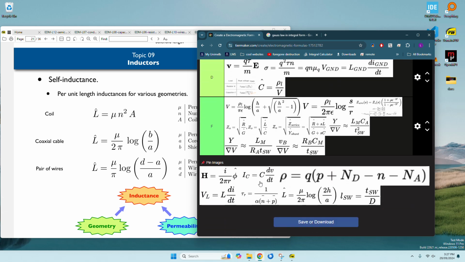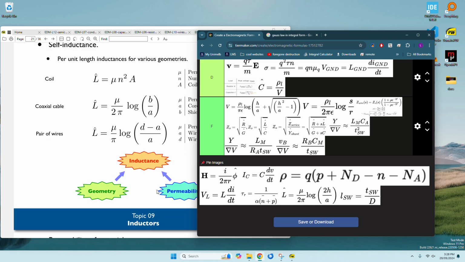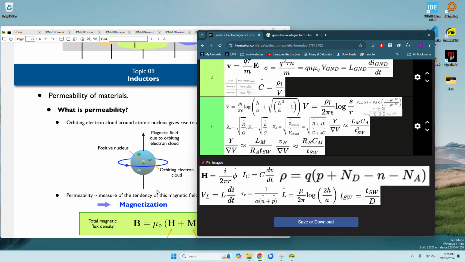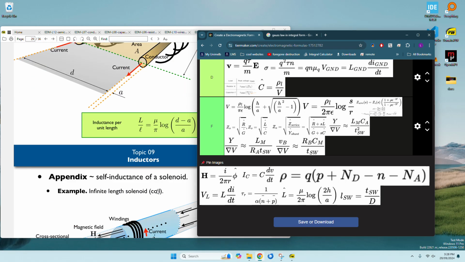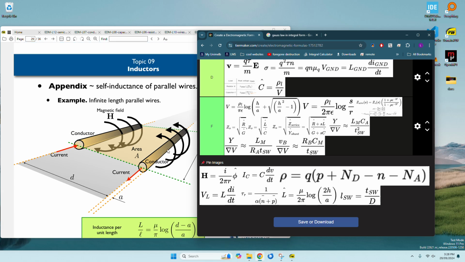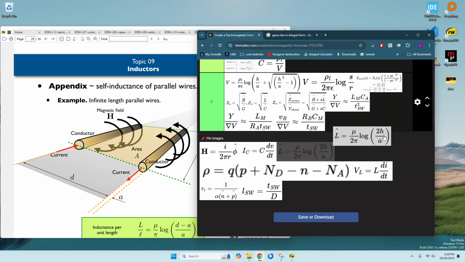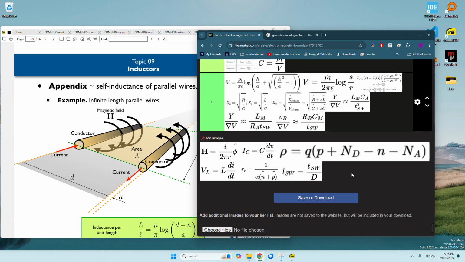And then the inductance for, is that coaxial? 2H. Yeah, inductance for parallel wires. This is pretty important. I'll put that in B tier, I suppose.